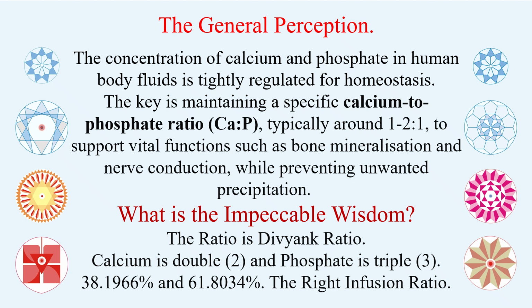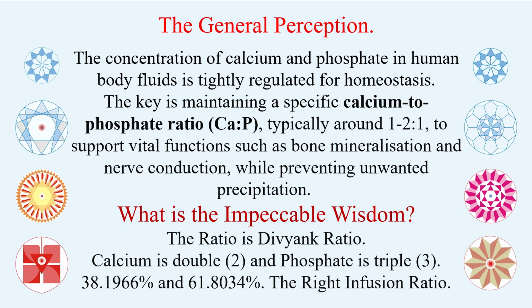And my understanding is, let us say, what is the impeccable wisdom or the divine design in that? And I make it very clear, the ratio is Divyank ratio only. As I told you in the beginning, calcium is double, that means 2 power of 2, and phosphate is triple, 3 power, and that is what 38.1 and 61.8, and that is the right infusion. If you have a problem in calcium imbalance within the body, give an infusion which contains calcium and phosphate in Divyank ratio, you will have a perfect absorption of calcium and phosphate together, and you will recover much faster, and that has to be maintained.